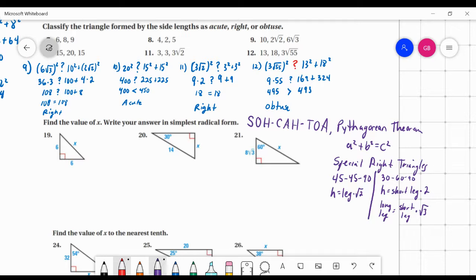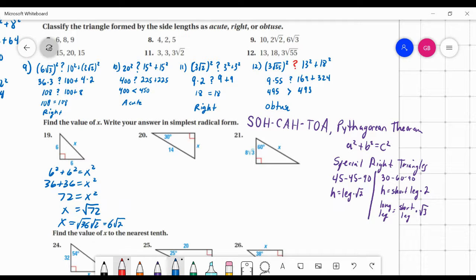Okay, for number 19, we have two side lengths, we have x, we don't have any angles, so you might want to use Pythagorean theorem. So 6 squared plus 6 squared is equal to x squared. So 72 is equal to x squared. So x is the square root of 72. And you want to simplify that. 72 is the same thing as 36 times 2. So 6 square root of 2 will be your answer.